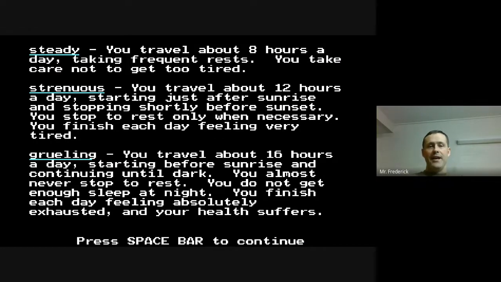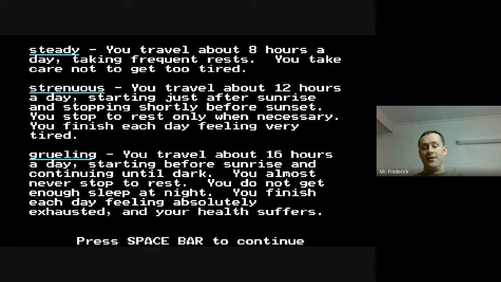Steady, you travel about 8 hours a day, taking frequent rests. You try not to get too tired. Strenuous, you travel about 12 hours a day, starting just after sunrise and stopping shortly before sunset. You stop to rest only when necessary. You finish each day feeling very tired. Grueling, you travel about 16 hours a day, starting before sunrise and continuing until dark. You almost never stop to rest. You do not get enough sleep at night. You finish each day feeling absolutely exhausted, and your health suffers.